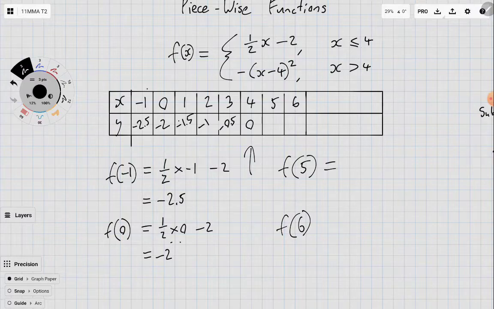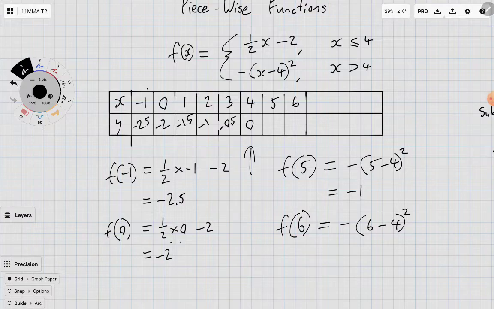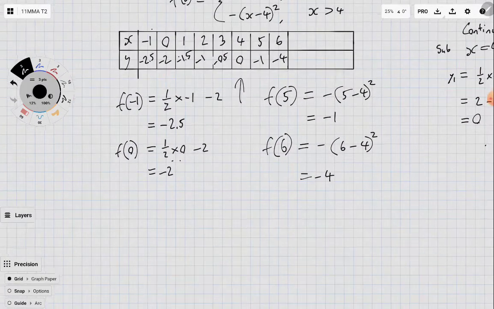So f of 5 is going to be equal to negative 5 minus 4. 5 minus 4 squared is 1, negative 1. For 6, we've got negative 6 minus 4. 6 minus 4 is 2. 2 squared is 4, so it's a negative 4. So we get negative 1 here and negative 4 here, and we are ready to actually sketch our graph now.